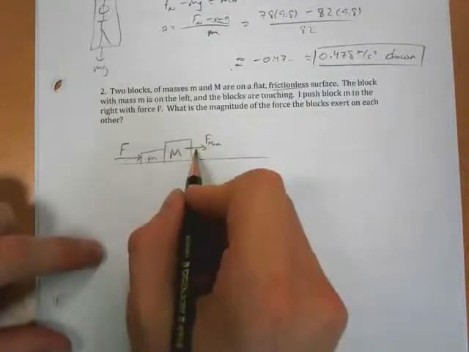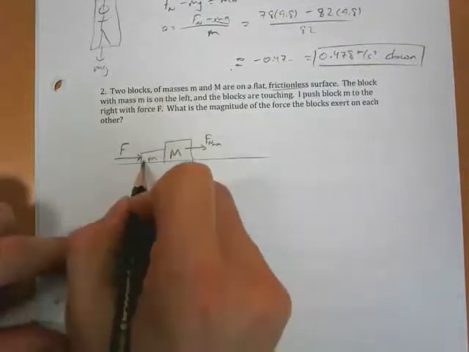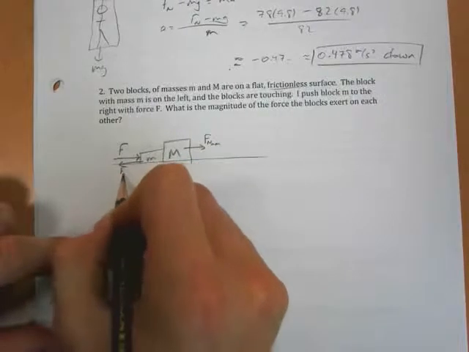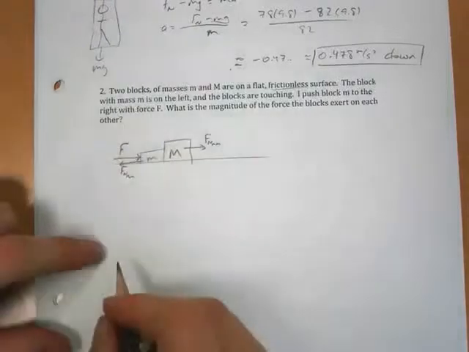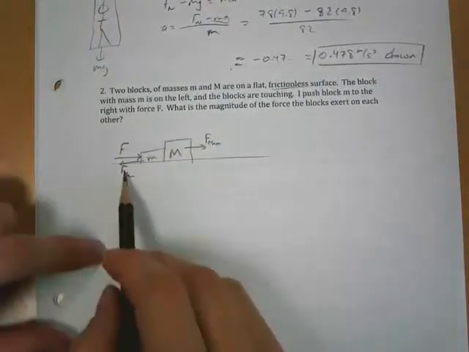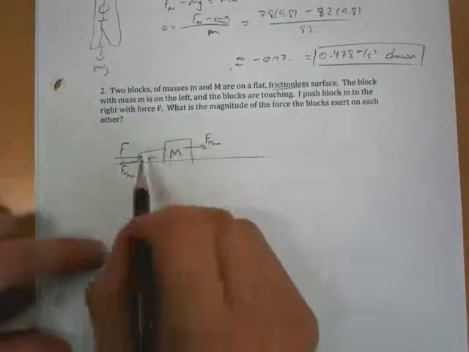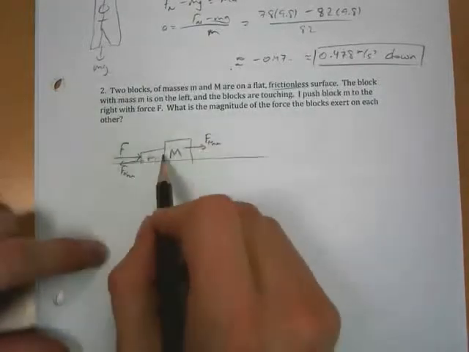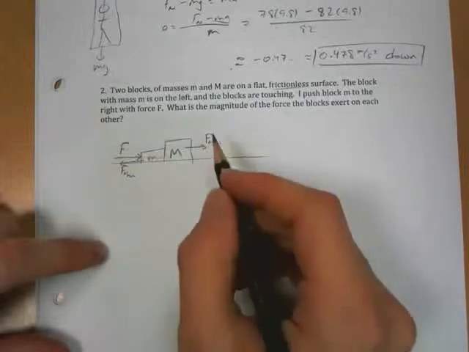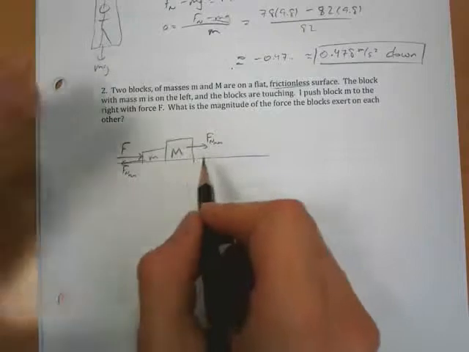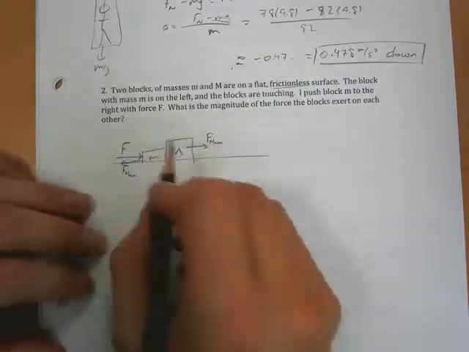And by Newton's third law, there is a normal force that the block of mass big M exerts on the block of mass little m. So there are these forces that the blocks exert on each other, and that's what we're trying to find out. And to do that, we write Newton's second law.